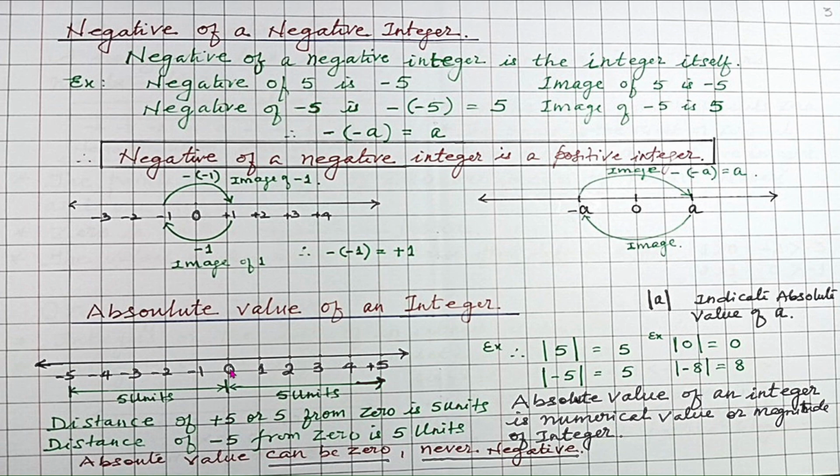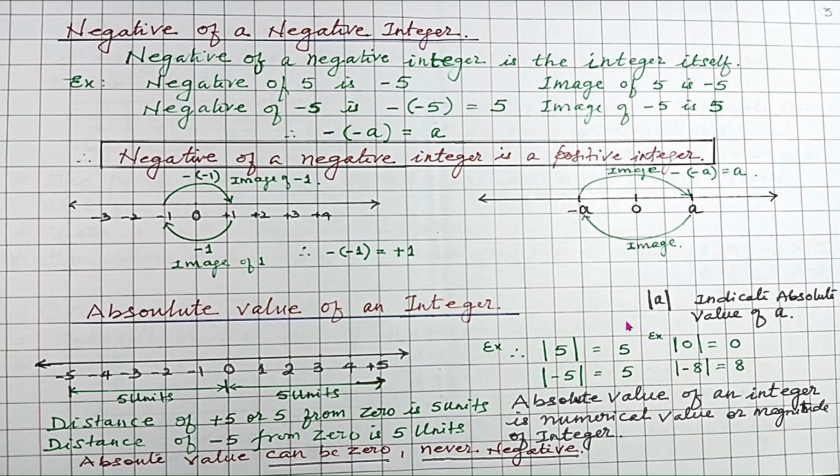If I move from 0 to the left 5 steps, I get minus 5. But I have moved 5 units to the left, 5 units to the right. That means this 5, which is the magnitude of the number, is what is called the absolute value of integer 5. Therefore, the absolute value of an integer is always positive. It is never negative. It can be 0 but never negative.